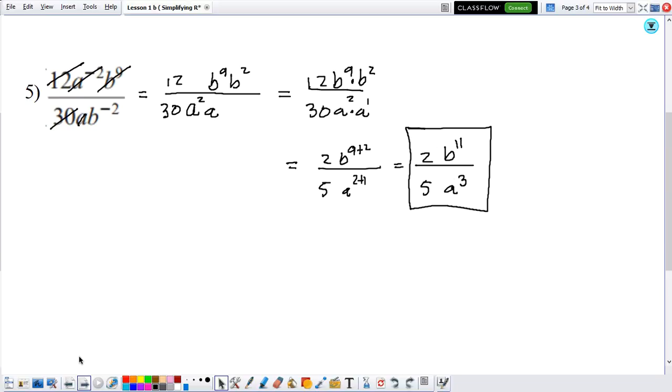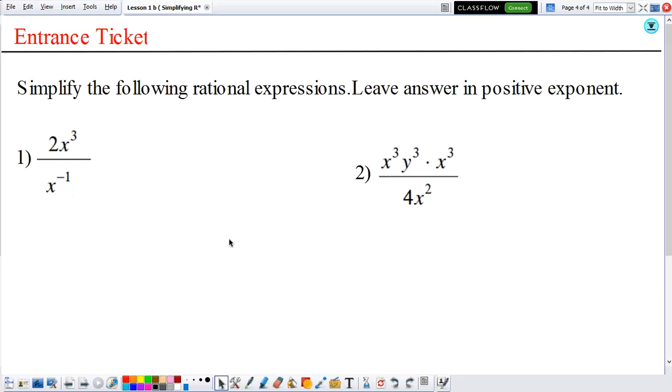So here's your entrance ticket. Try to simplify the following.